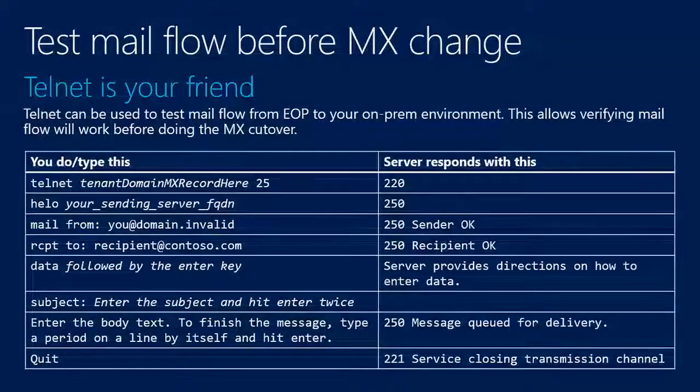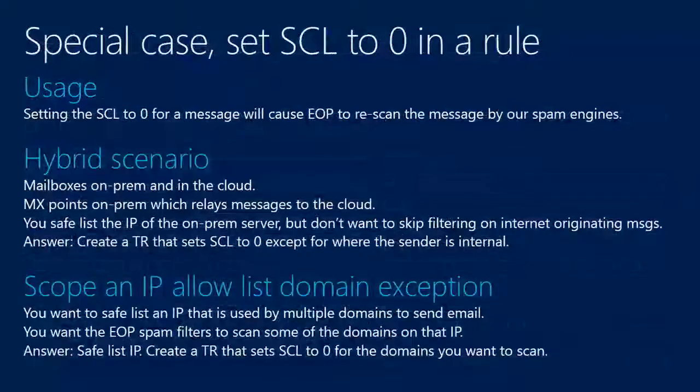So I have just a few more slides. This is kind of a unique case. When we're setting a transport rule, you can set what you want the SCL to be. If you want it safe listed, you'd say you want it to be -1. But if you set it to 0, this is a special case. And if you set the SCL to 0 for any message, this causes us to scan it with our spam engines.